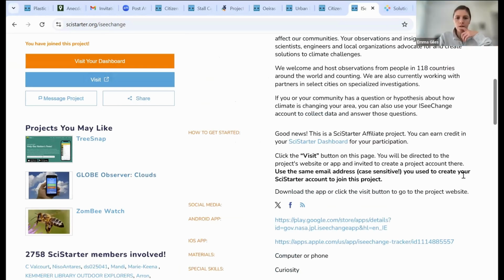When you sign up for the account, use the same email address, case sensitive, that you used to create your SciStarter account. When you do that, for the 1 million acts of science count, if you submit an ISeeChange observation every day for the rest of April, each of those observations will make it into our final count for the 1 million acts of science. So make sure to sign up with the right email.